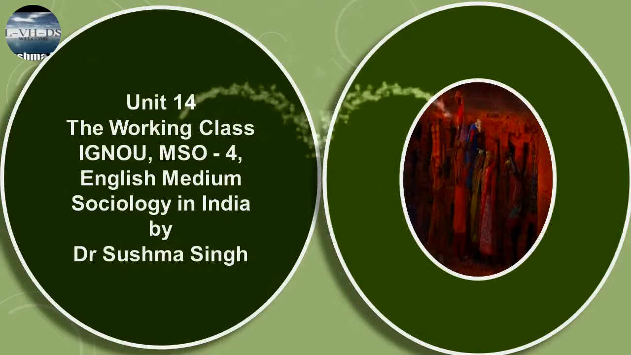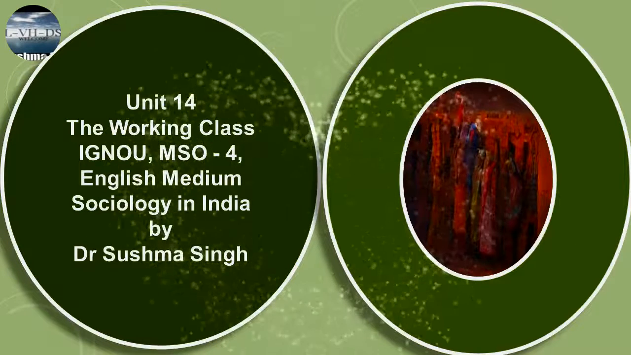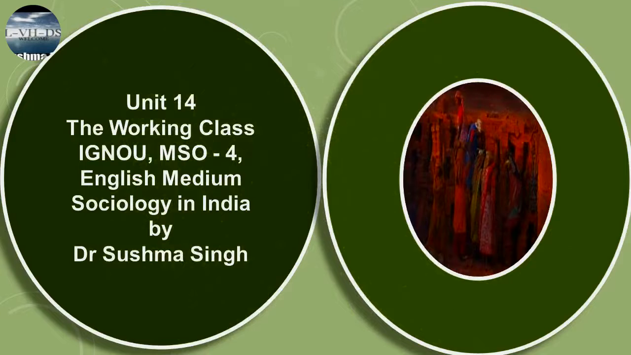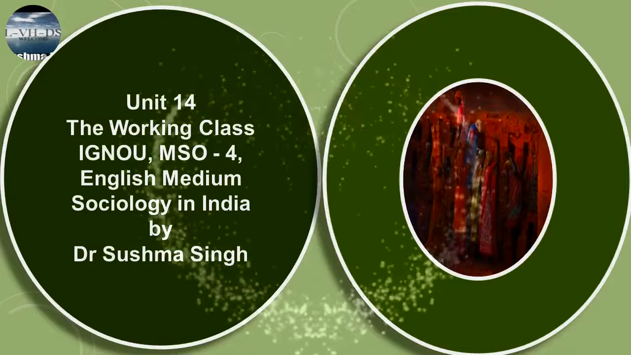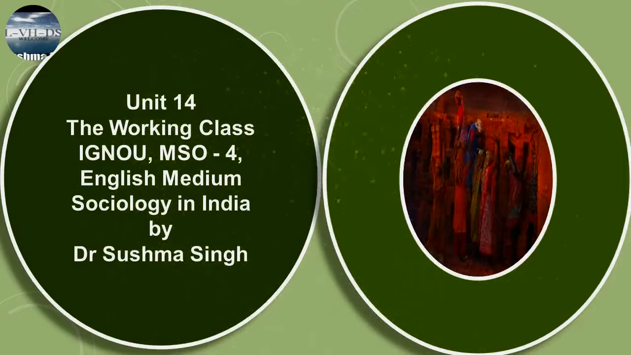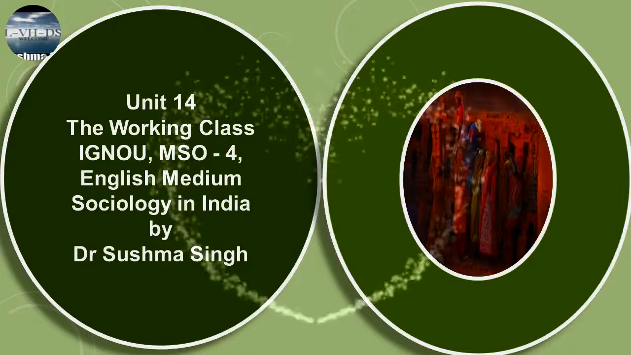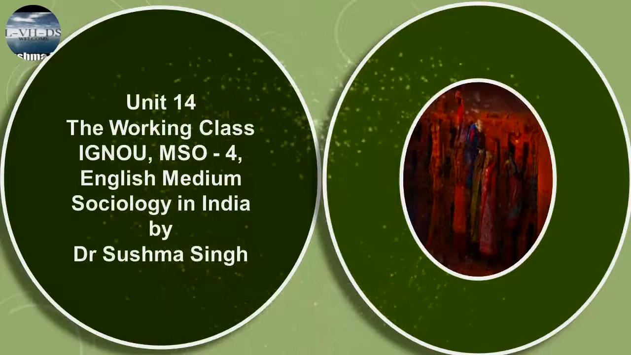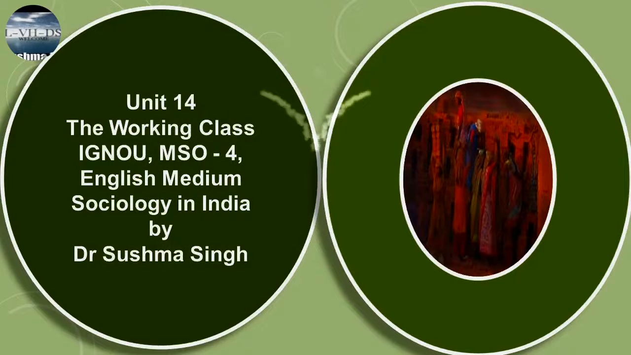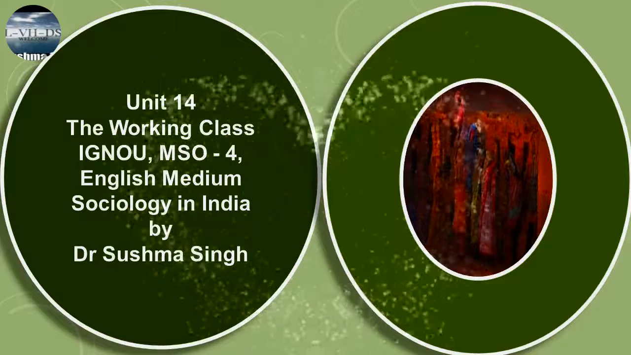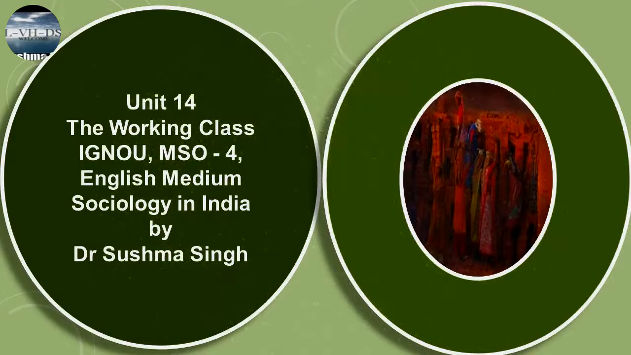This brings us to the focus of this unit, that is, to discuss those who sell their labor in a class-based society. Such people have been labeled as working class. However, Marx himself never used this term to denote them.